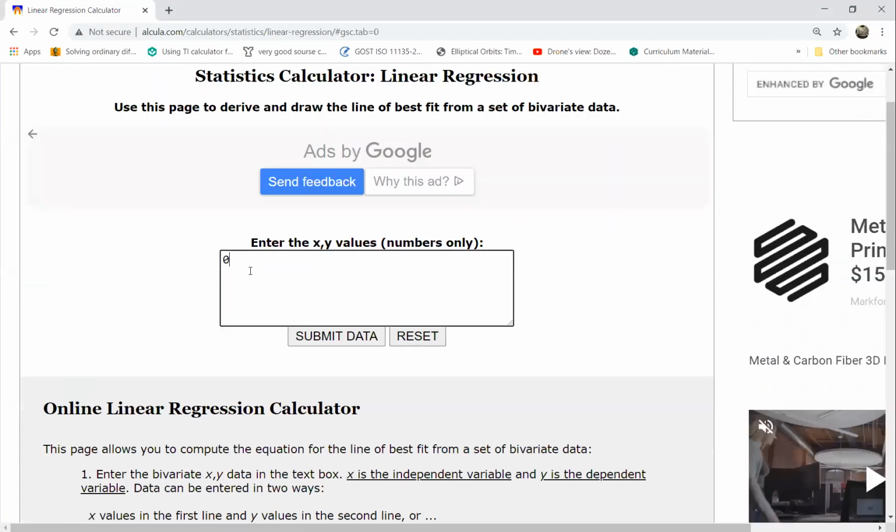We have 0, which is our x, comma, y is 28. We have x is 1, y is 34. Next line, x equals 2, y is equal to 40. x is 3, y is equal to 46. x is 4, comma, y is 52. Next line, and our last x is 5, comma, y is 58. So let us submit the data.